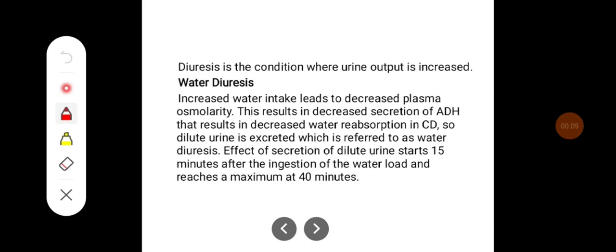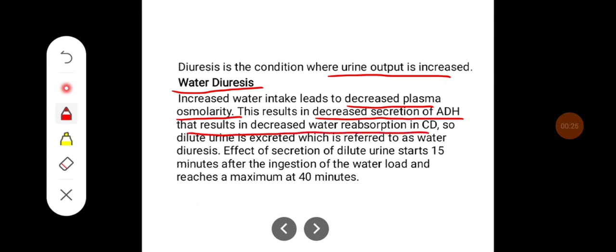Diuresis is the condition where urine output is increased. Water diuresis: increased water intake leads to decreased plasma osmolarity. This results in decreased secretion of antidiuretic hormone, that is ADH, which results in decreased water reabsorption in the collecting duct. So the dilute urine is excreted, which is referred to as water diuresis.